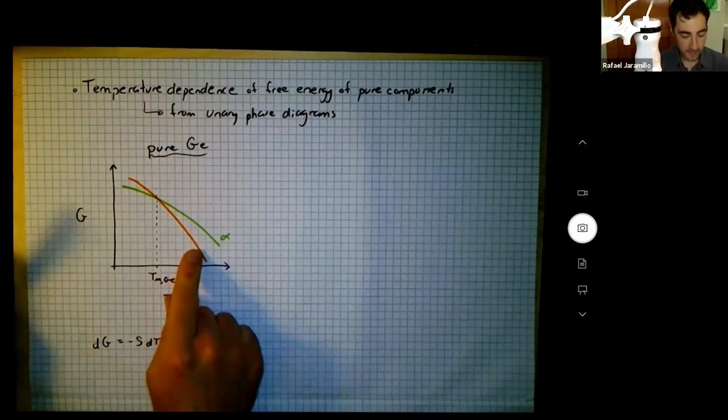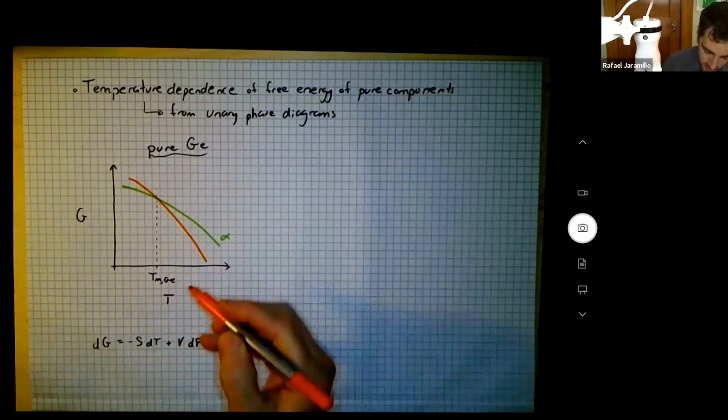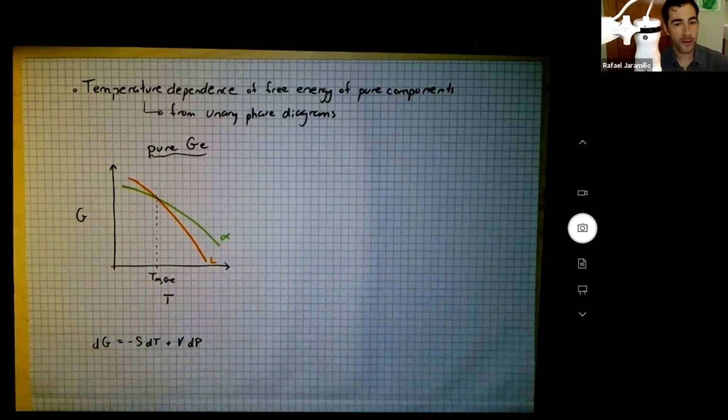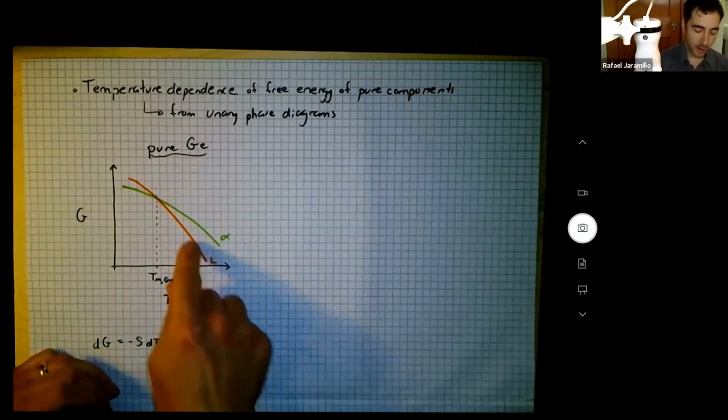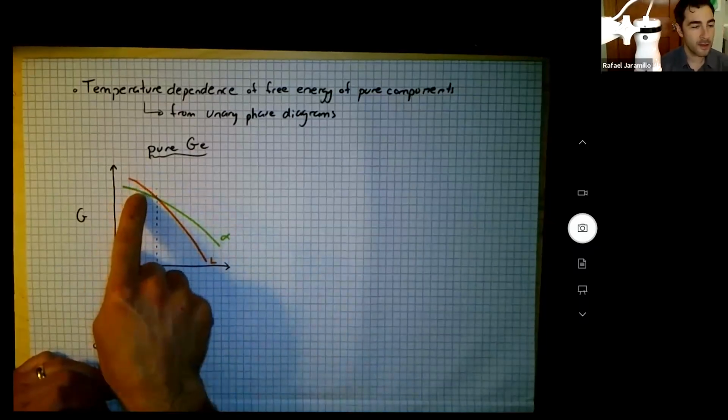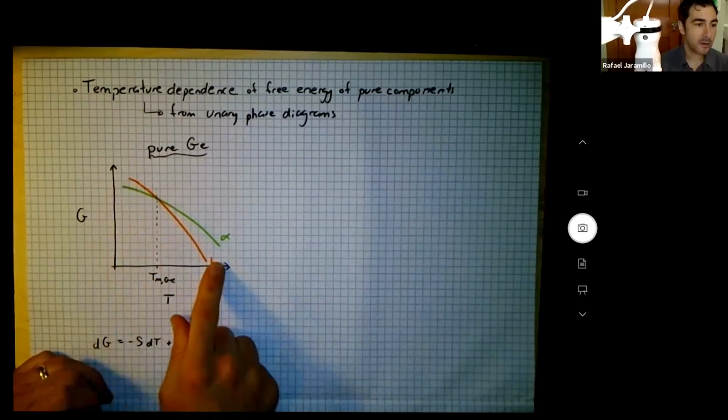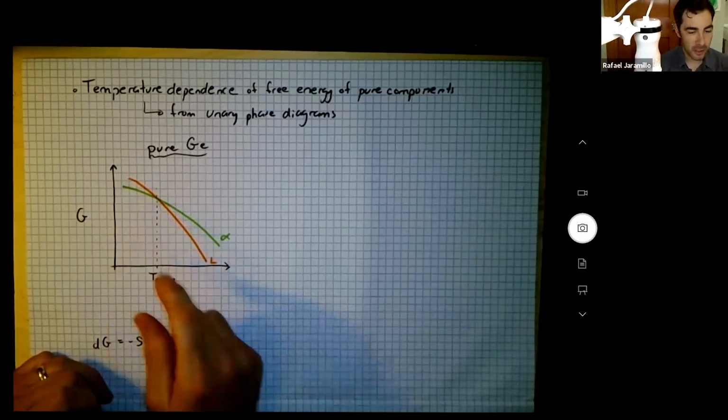At high temperature, the liquid phase is the equilibrium phase. It has lower Gibbs free energy. At low temperature, the solid phase is the equilibrium phase. It has lower Gibbs free energy. At the coexistence temperature, they cross and they have the same Gibbs free energy.